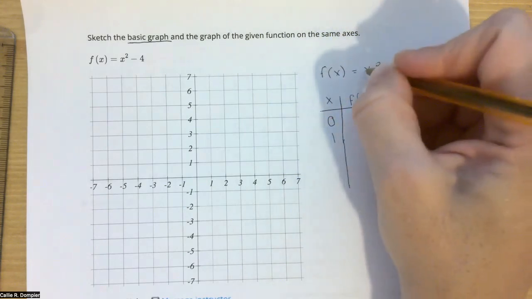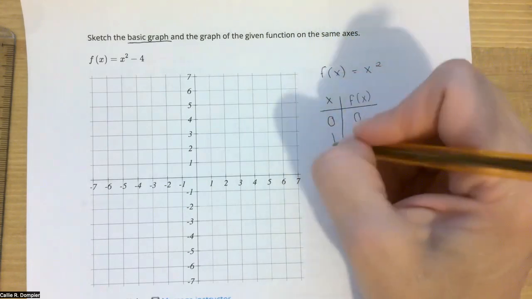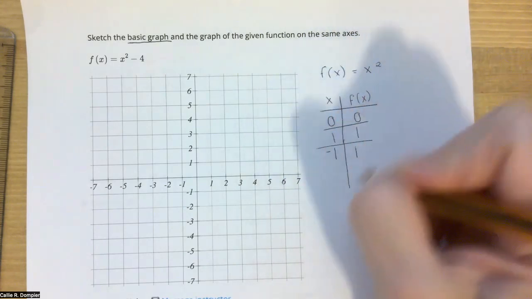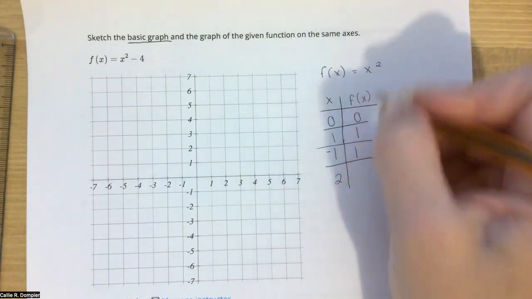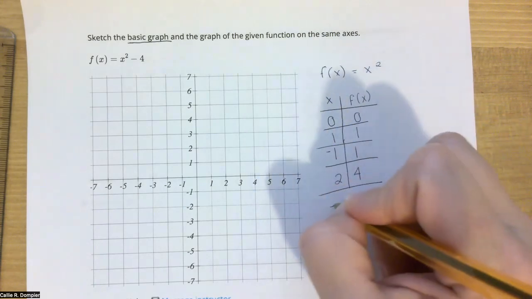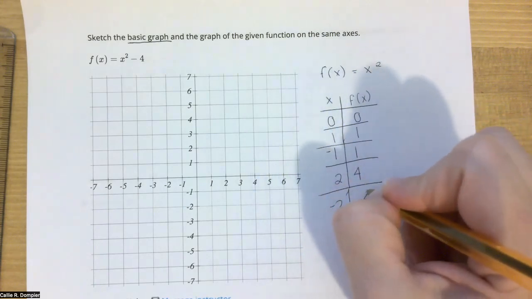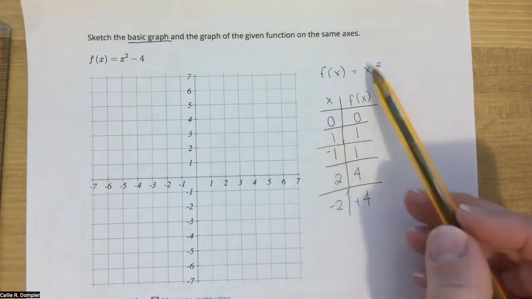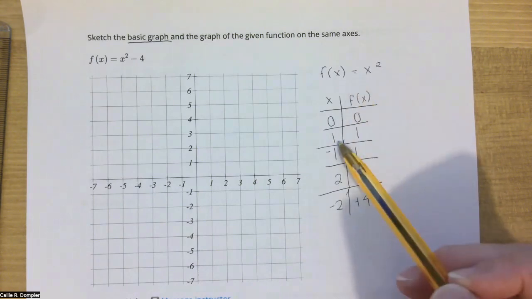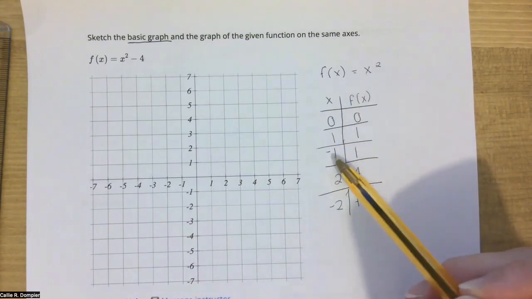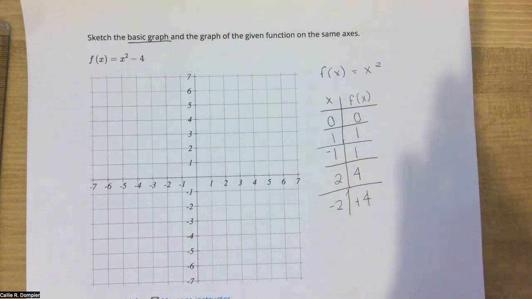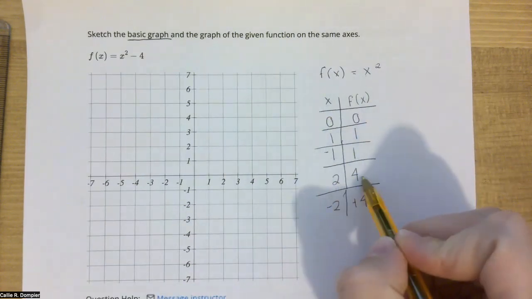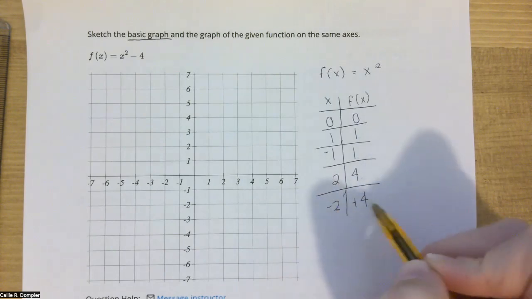If x is 1, 1 squared is going to give us 1. If it's negative 1, negative 1 squared is going to give us a positive 1. If it is 2, 2 squared is going to give us a 4. And negative 2 is going to give us a positive 4 as well. Do we agree? So I just substituted in an x value. If it's 0, y is 0. If x is 1, y is 1. If x is negative 1, y is 1. If x is positive 2, y is 4. And if x is negative 2, y is again 4.